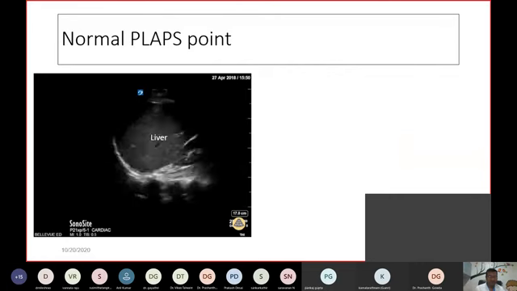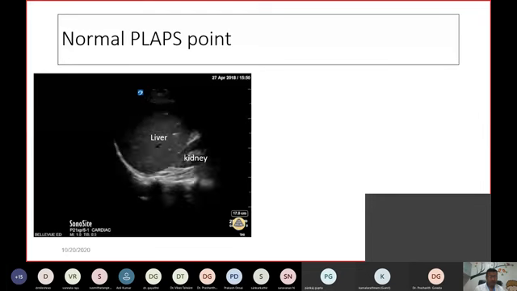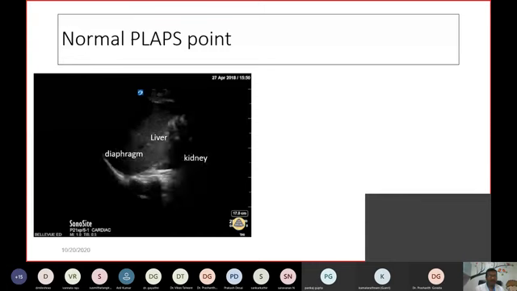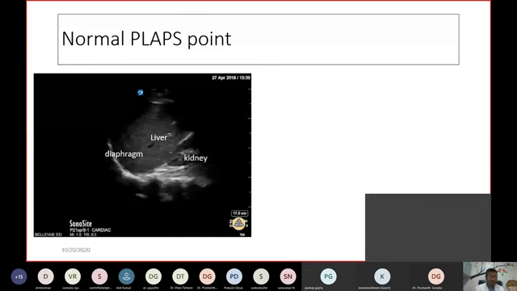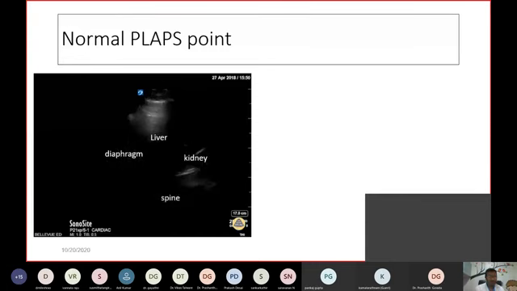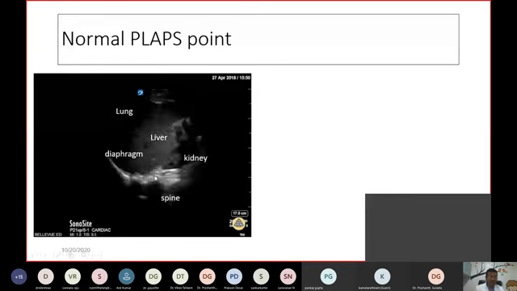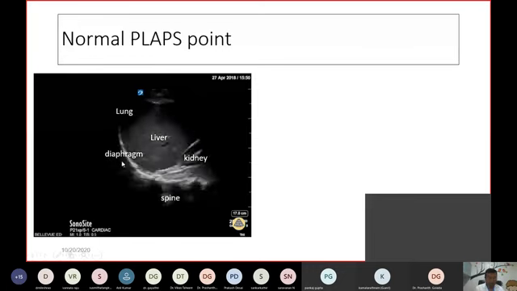So you have a liver, you have an upper pole of kidney, you can see a diaphragm, the bright structure, and then you can see a lung coming in with every inspiration. You can see a spine down. So this is how your normal flaps point looks. Again, you have a liver here, a kidney, you can see a spine, diaphragm and lung coming in. You can see even the pleural line, the brightest structure during inspiration, and A lines.